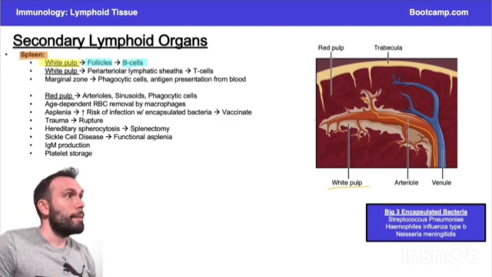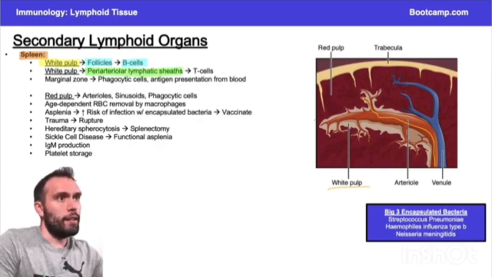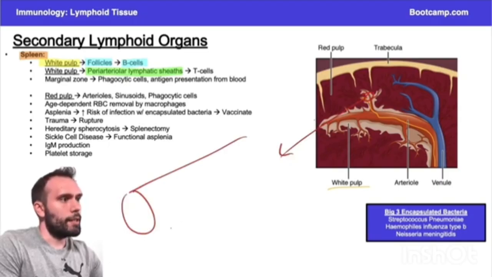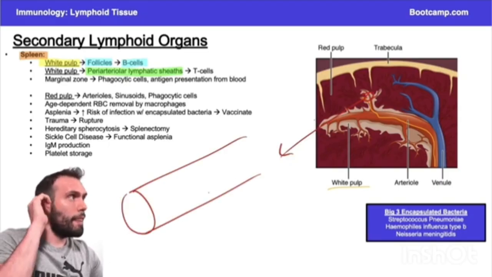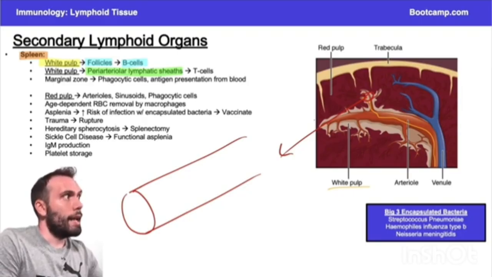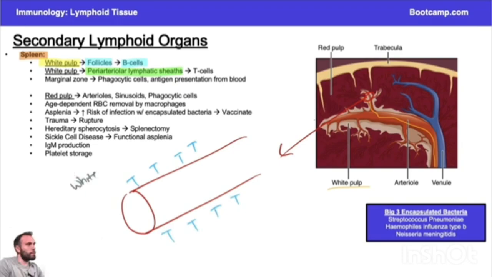So remember that. Periarteriolar lymphatic sheaths: if I took a cross section here, let's say I blow this image up in three dimensions. Here's my arteriole coming in. And then around this arteriole, I might have a bunch of T cells. Let's just put a bunch of T's here. They're all surrounding this vessel as it comes in. And remember, this whole thing around this arteriole is going to be surrounded in white pulp. So this whole area here is all going to be white pulp.